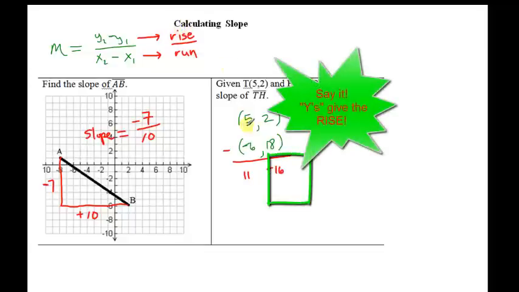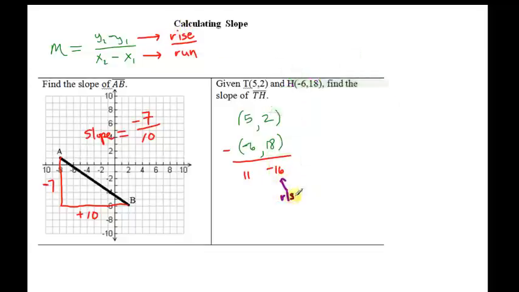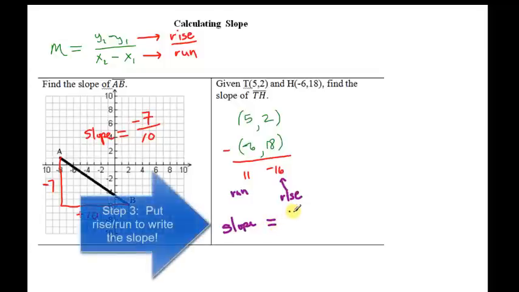So, which of these was the rise? It was this one. This is the rise because that came from the y's. That means our x's gave me the run. And so my slope, my answer for slope on this, is the fraction with the rise, or negative 16 over 11, the run. Negative 16 over 11 is the answer.